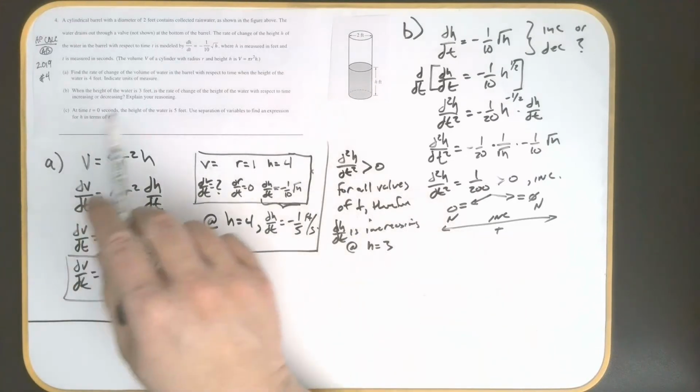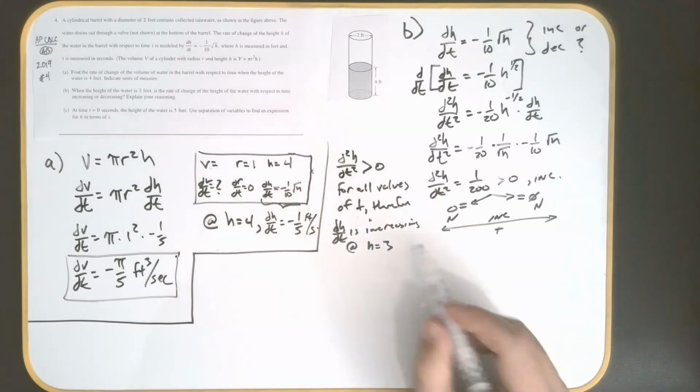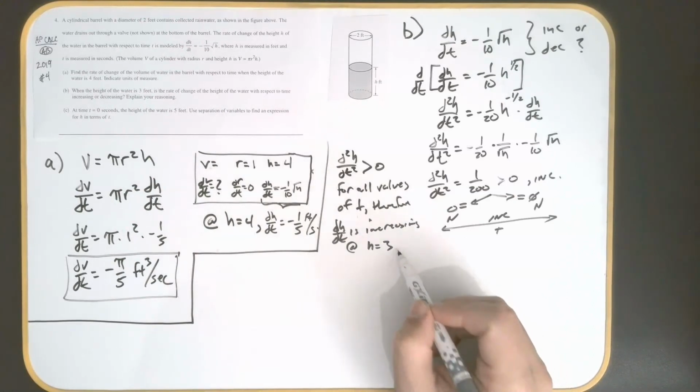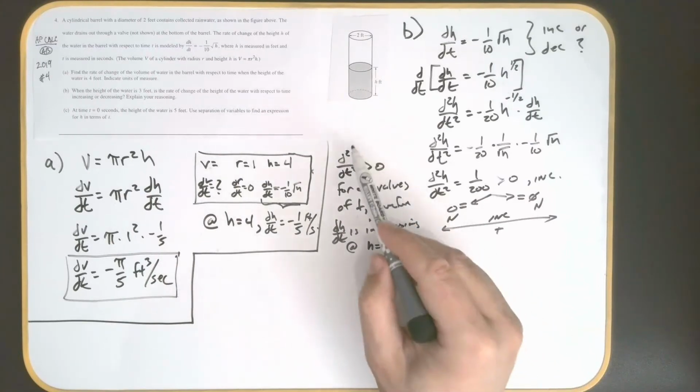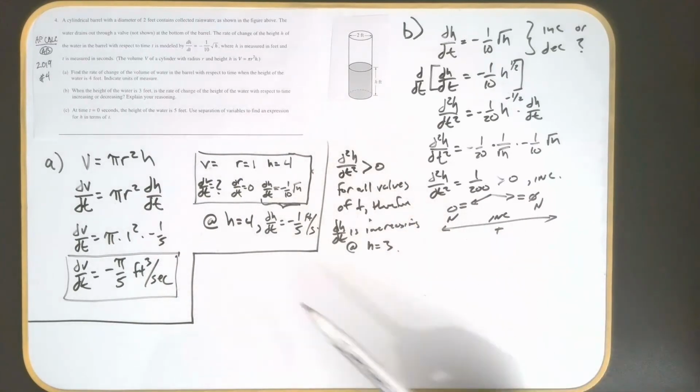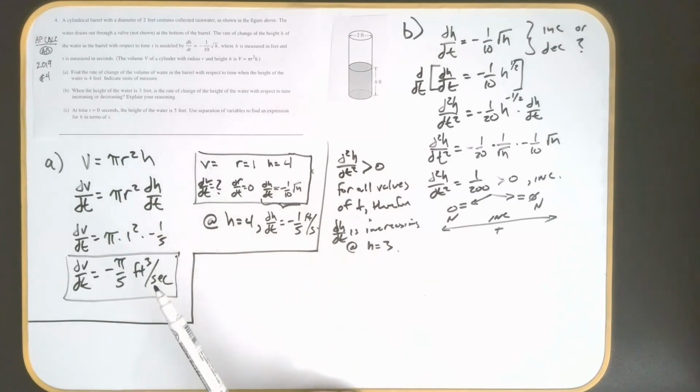Because the question says when the height is 3, is the rate increasing or decreasing? So that's why I'm saying at the time. Probably saying for all values covers it, but there's my conclusion right here. Okay, so just go back to the beginning here. You're asked about something increasing or decreasing.